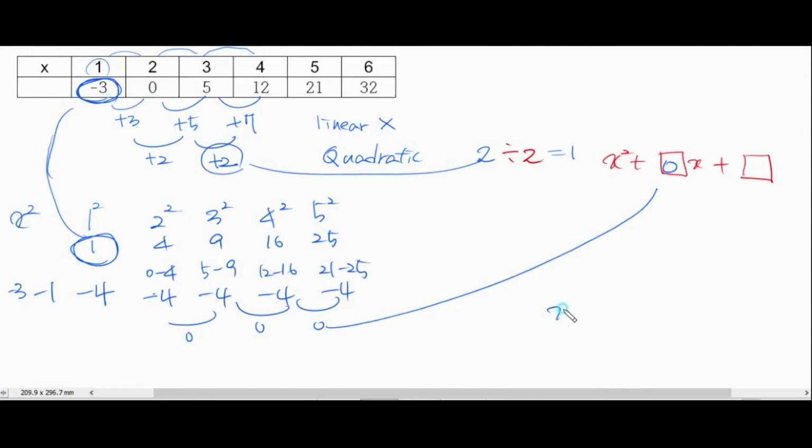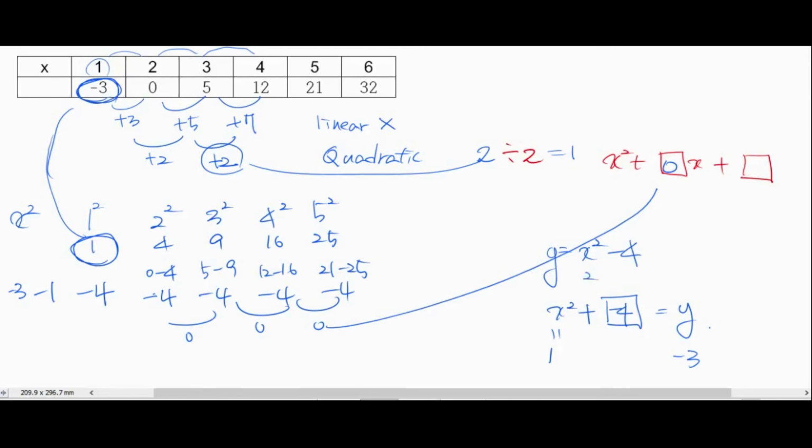And now let's just look at the constant. x squared plus something x, but something was 0, so just the constant is left. And this equals y. Right here, we'll just bring one number here. When x is 1, the y is -3. And of course, this constant will be -4. And y equals x squared minus 4.